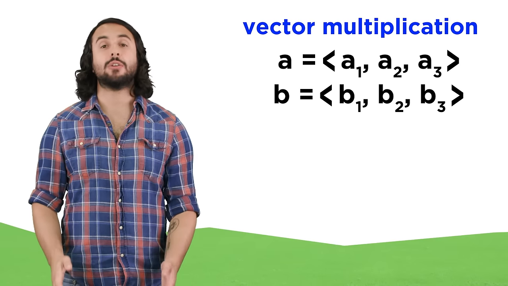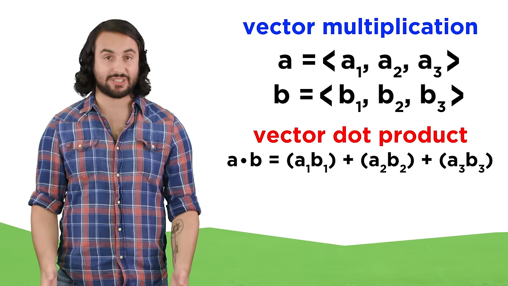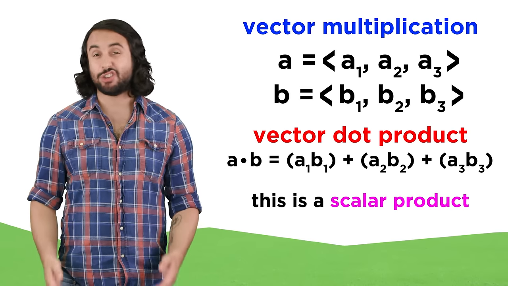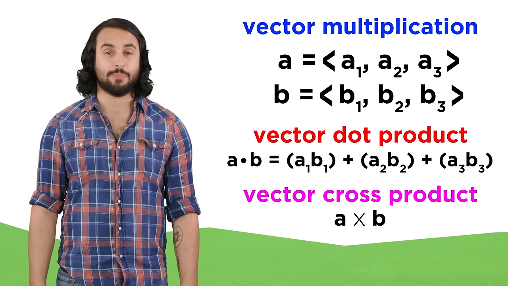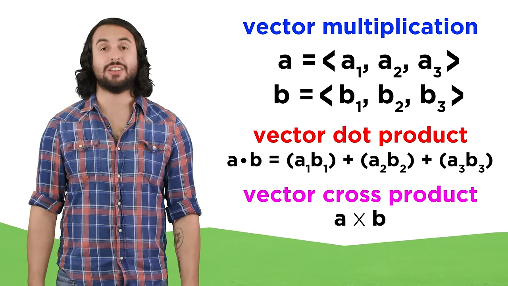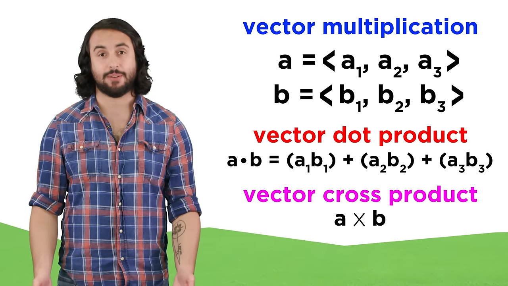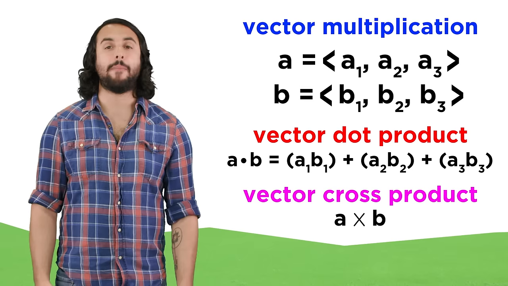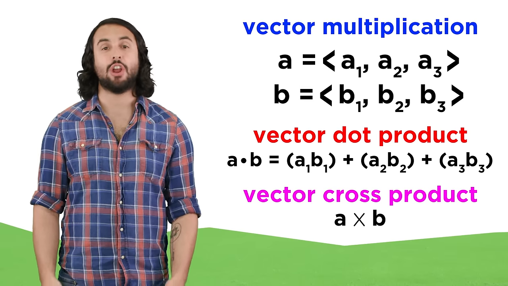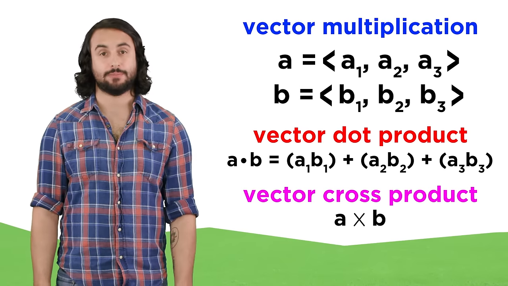Earlier in the series, we learned about vectors and their operations, including one way to multiply two vectors together, which we called the dot product. But the dot product is just a scalar. There is another way to multiply two vectors to get another vector, and this new vector is called the cross product, which is denoted by the multiplication sign. Now that we know a little bit about matrices and their operations, we are ready to understand how to find the cross product of two vectors. So let's learn how to do that now.